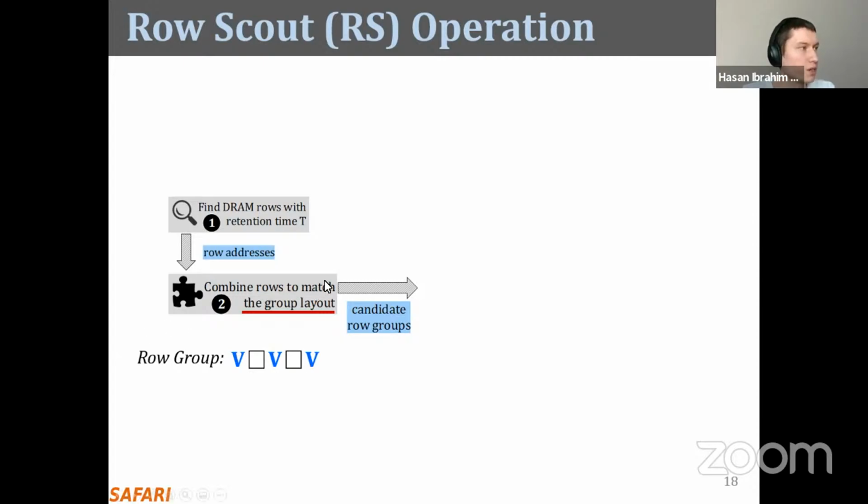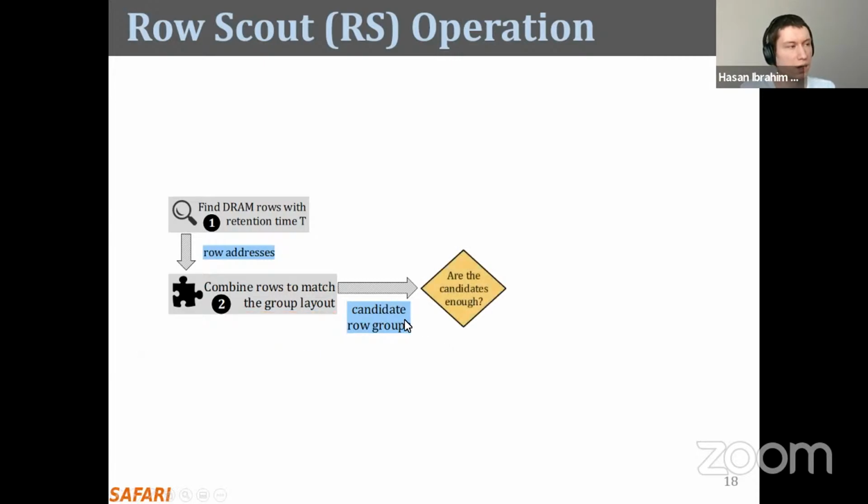Okay, and the output of this second step is basically candidate row groups. We call these the rows that will match this pattern or some other pattern. So it could be just like V space V, right? Without the last two symbols, or it could be anything really. Why are these candidates? It is because we don't know if these are useful, right? We don't know if these rows will have this retention time consistently over a long time period.